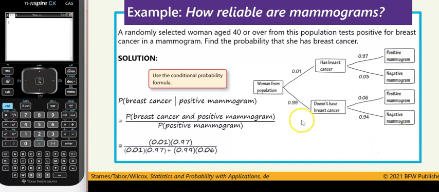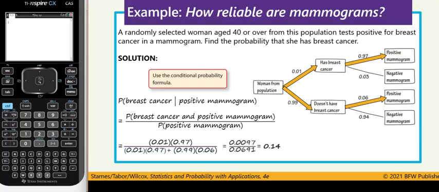So to get the probability of breast cancer, this is basically saying, given that she tests positive. To test positive, that would be the top branch. So 0.01 times 0.97 would be positive, plus 0.99 times 0.06 would be the positive, right? That's where they get the denominator. Those are all the positive folks, whatever those numbers are. I'd prefer to see the numbers. Yeah, that's how you get that one.